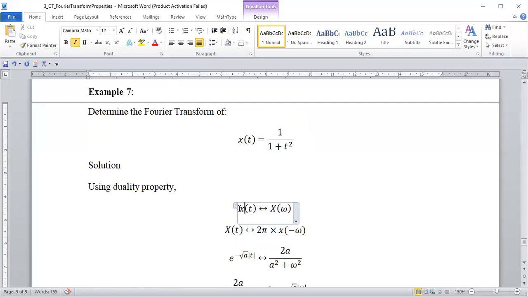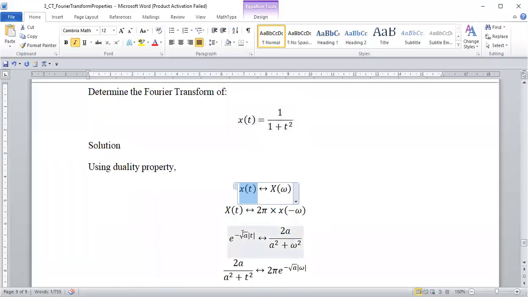So if you know the Fourier transform of this signal, it is possible to know the Fourier transform of another signal that is exactly in this form. And the relationship between the Fourier transforms is given by 2 pi multiplied by x of minus omega. So in place of t here, you're putting minus omega, then a factor of 2 pi. Now we have this signal. Here should be A, sorry. Here should be A.